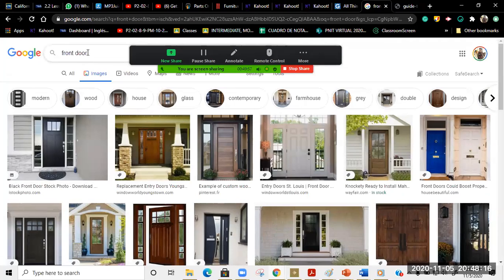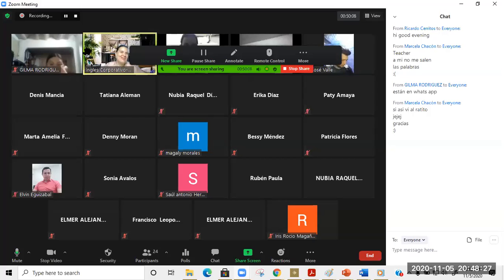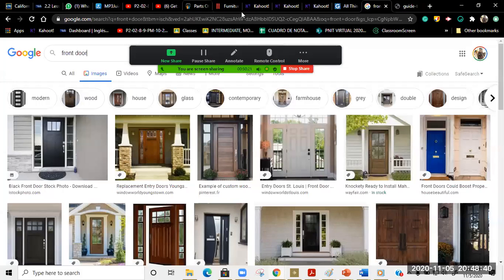En inglés, si usted en español dice carro rojo, en inglés es rojo carro. Puerta de enfrente, enfrente puerta. So it's always al revés. So in English it's like that: frente puerta, atrás puerta, lado puerta. So it's front door, back door, or side door, okay? Okay, let's continue.